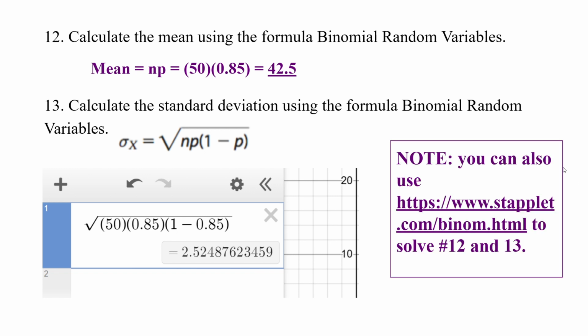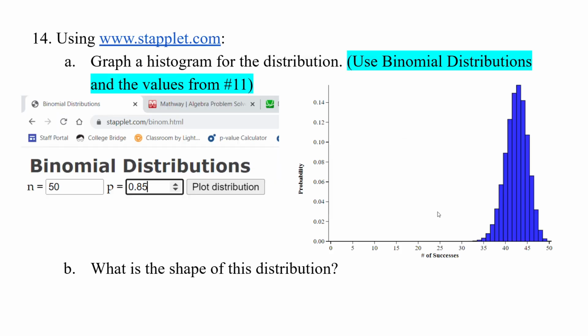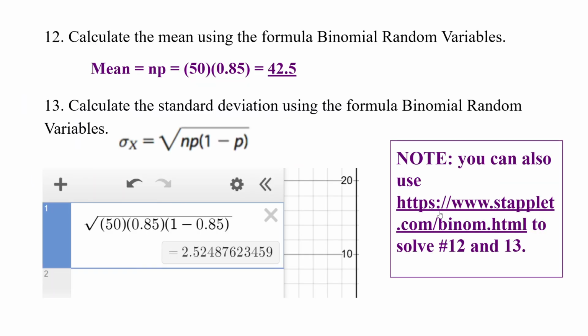Okay, side note. You can use Statlet to calculate these. It's under the binomial distributions, which we'll look at in number 14. You can go to binomial distributions and plug in your number of trials and your probability, and it will calculate these for you. Sometimes Desmos is quicker. It just depends on internet and which you prefer to use.